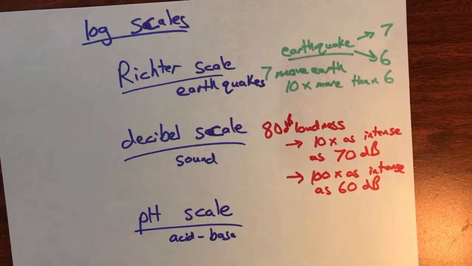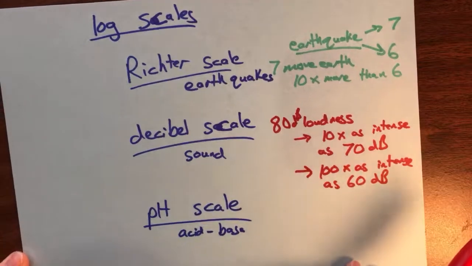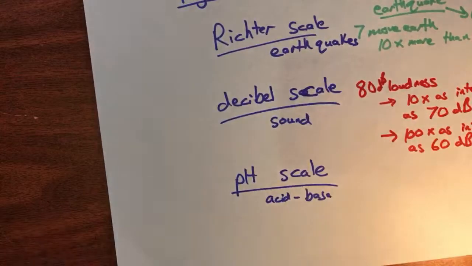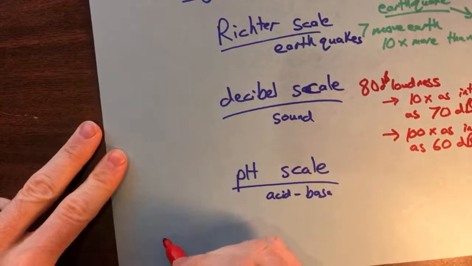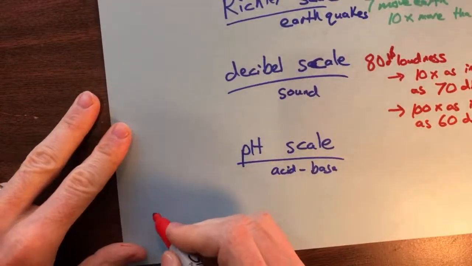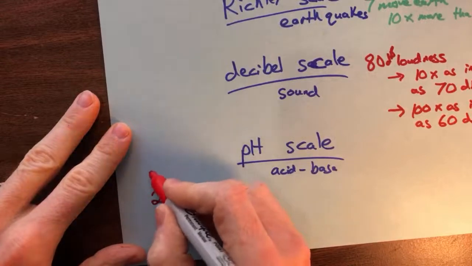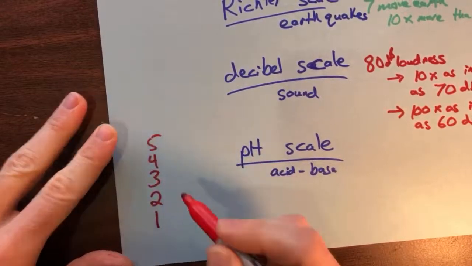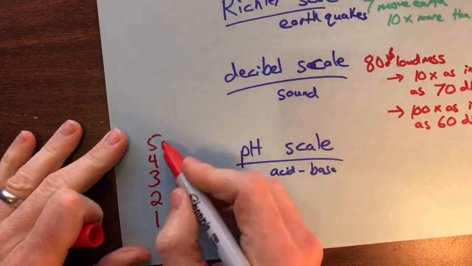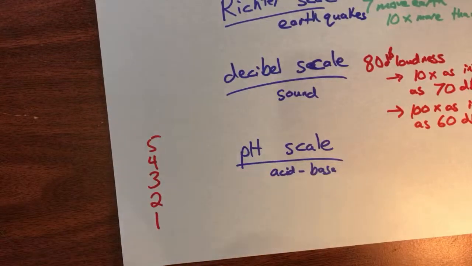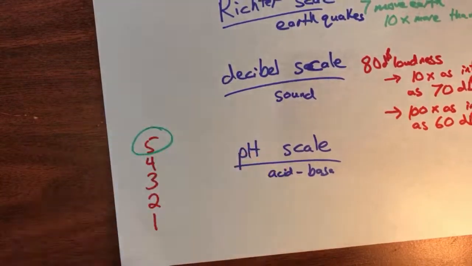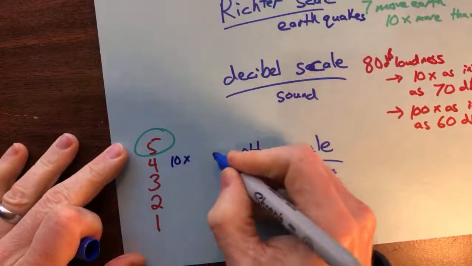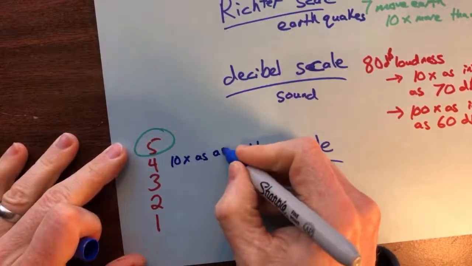So let's talk about pH. pH is what we really care about, because that's what we're talking about in terms of acids and bases. Let's suppose you have a pH of, let's say, 1, 2, 3, 4, 5. Let's compare everything to a pH of 5. A pH of 4 is going to be 10 times as acidic.